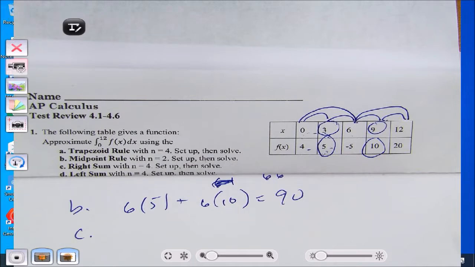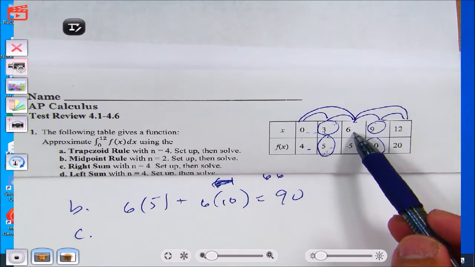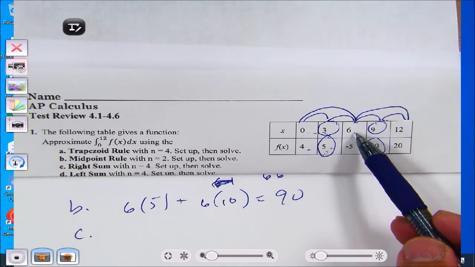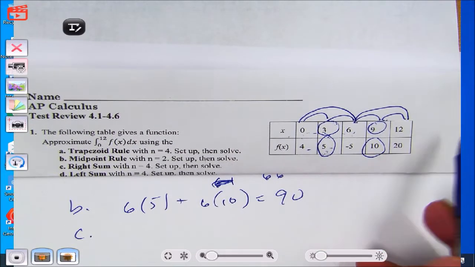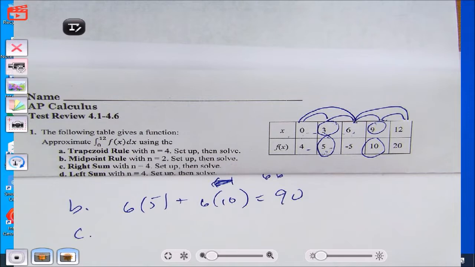I did not understand what you said. So you see how we use 6? Did we use that because it's right there in the middle, or did we do 3? I did 6 minus 0 is 6. 12 minus 6 is 6. It's the width of the subinterval. Okay.